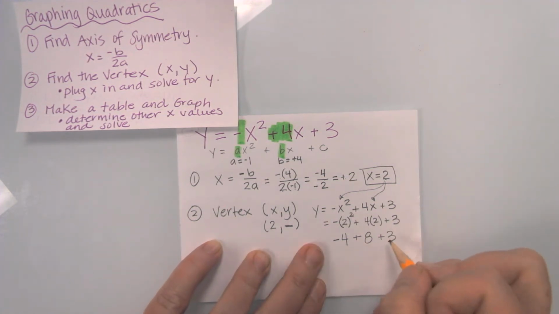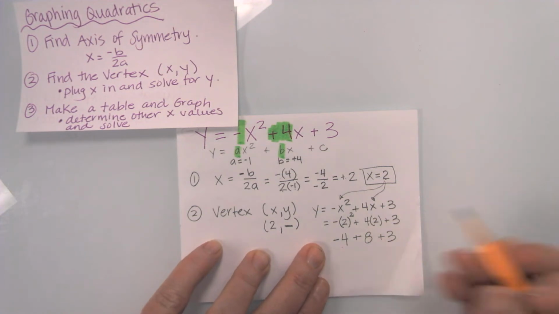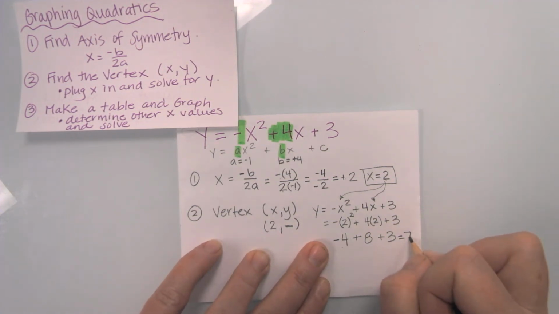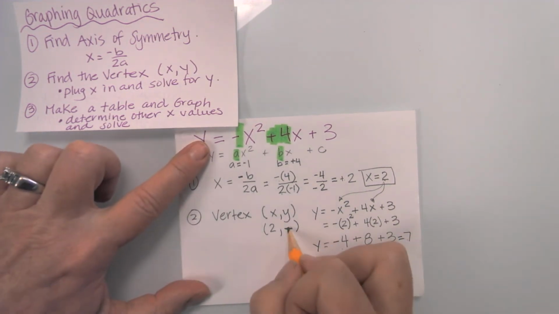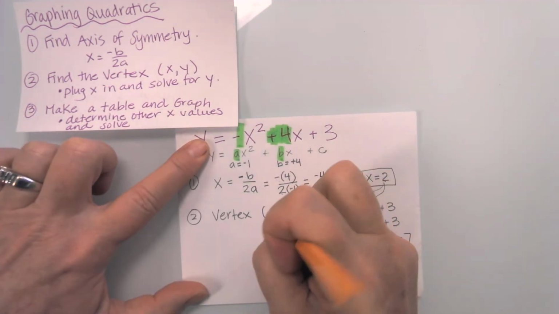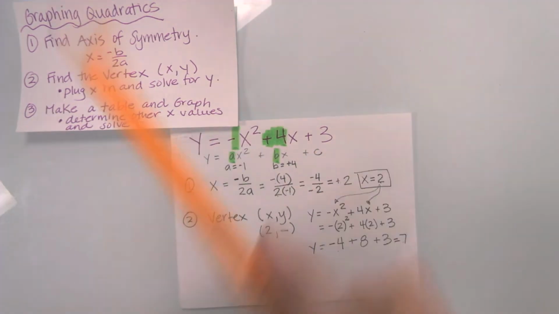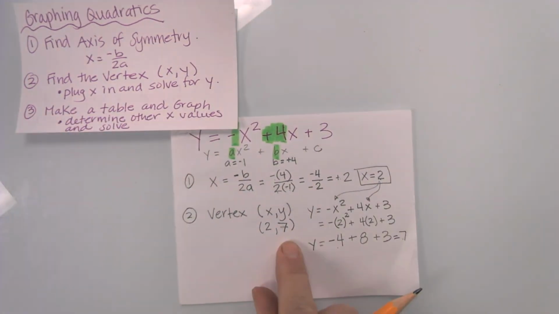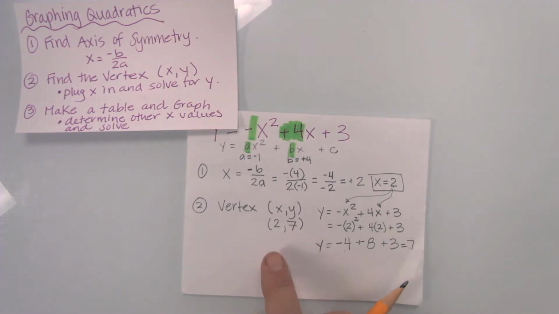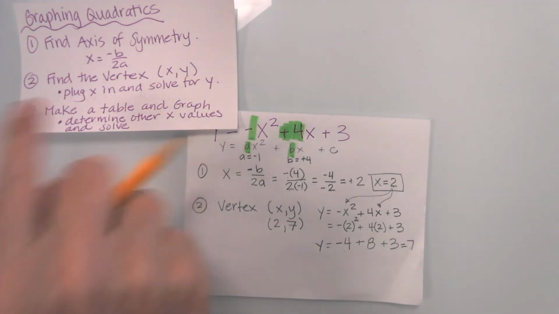Now if I put those together, I notice that 8 plus 3 is 11, and 11 minus 4 gets me 7. So y equals 7. So now I know that instead of my y here, I am actually just going to write a 7. So that is my vertex. So now I'm going to bring my other paper back over because we have found the vertex.